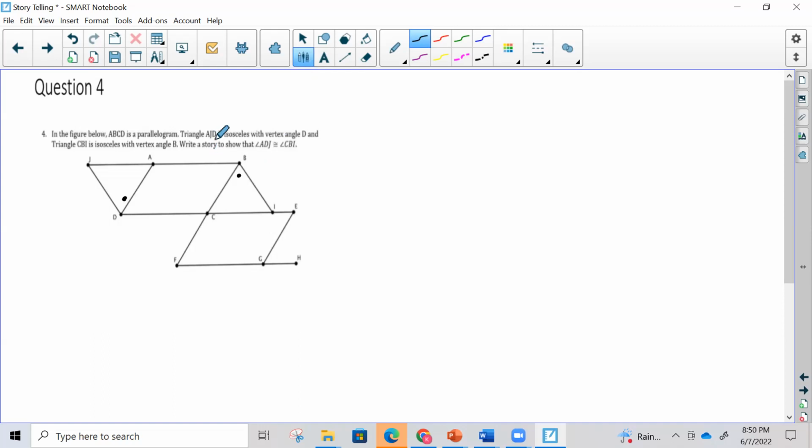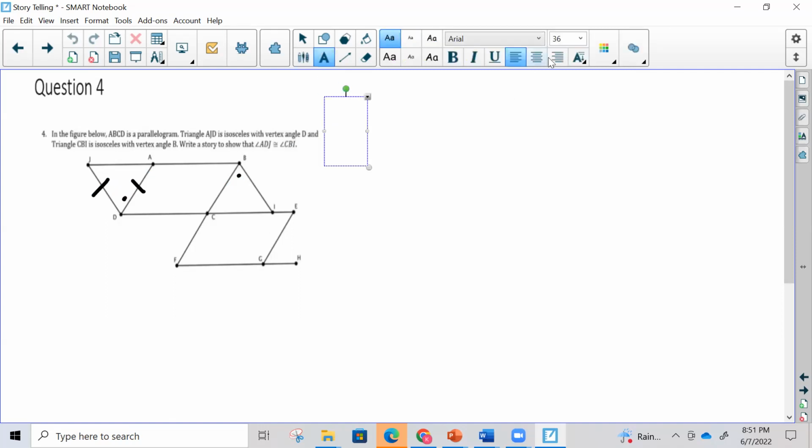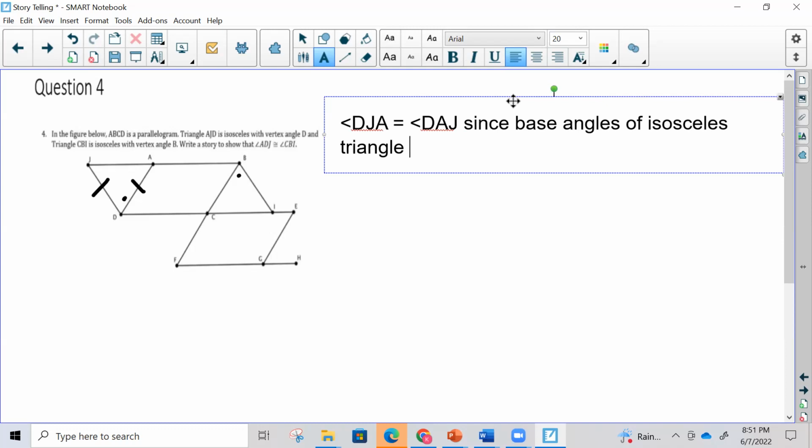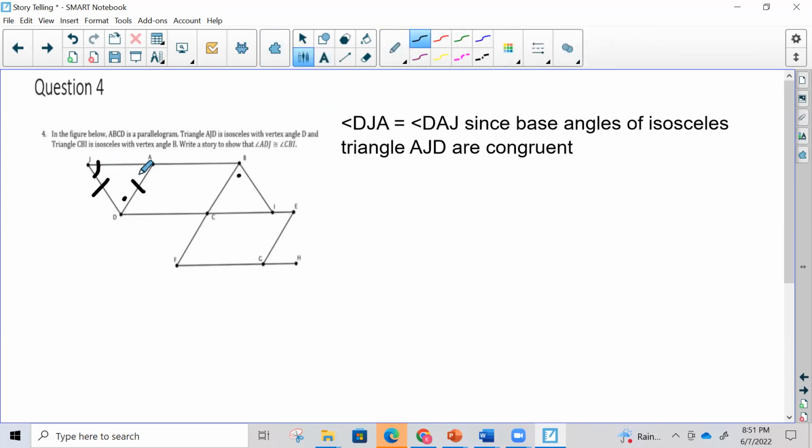So we can start with AJD is isosceles, which means these two sides are equal. And if we start there, we do know for an isosceles triangle that the base angles are congruent. So we can start with angle DJA is equal to angle DAJ, since base angles of isosceles triangle AJD are congruent. And so I'm going to mark that. And if you don't know where to start, I would just start with something you know.